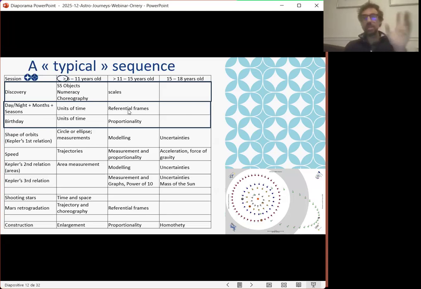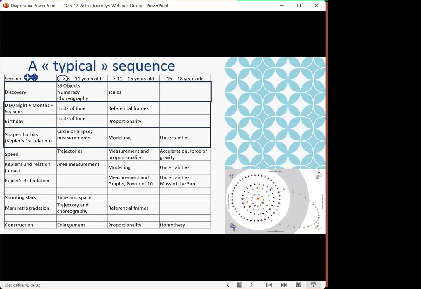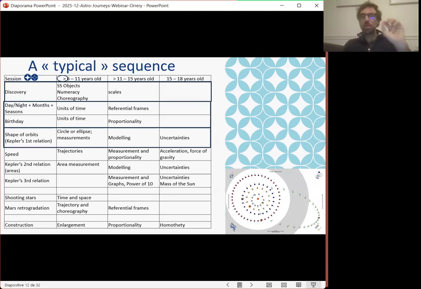So once the time is clear, you can go to the distance, to the geometry. For example, you can work on the shape of orbits. Just to be clear, so that everybody is aware of time, the separation between time and distance. And once this is done, you can go to the speed.